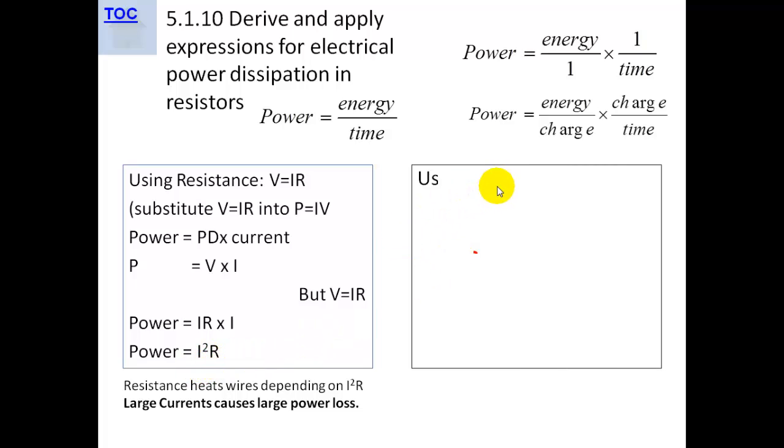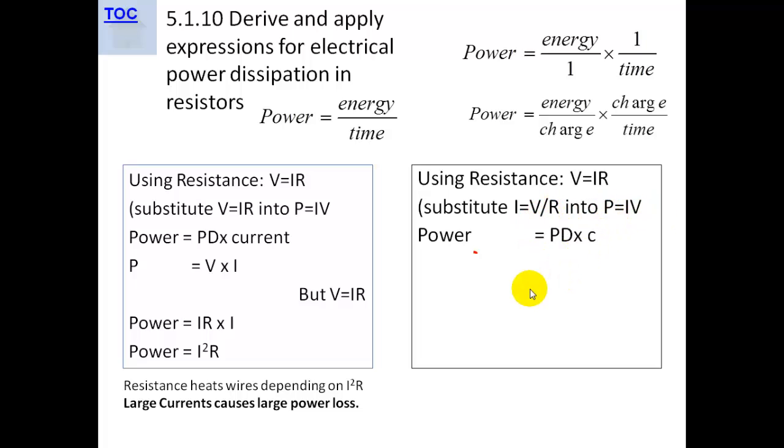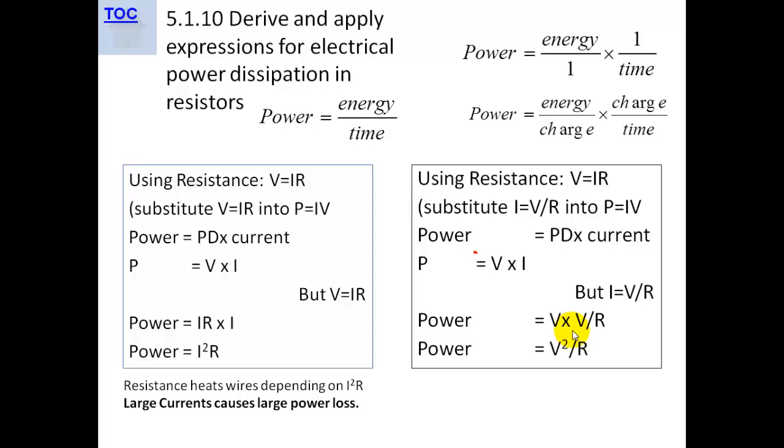On the other hand, using the same equation, V is equal to IR, we know that I is equal to V over R, and we substitute that into P is equal to IV. So P is equal to V times I. We know that I is equal to V over R. So we also have power is equal to V squared over R. And this is another useful form of electrical power.